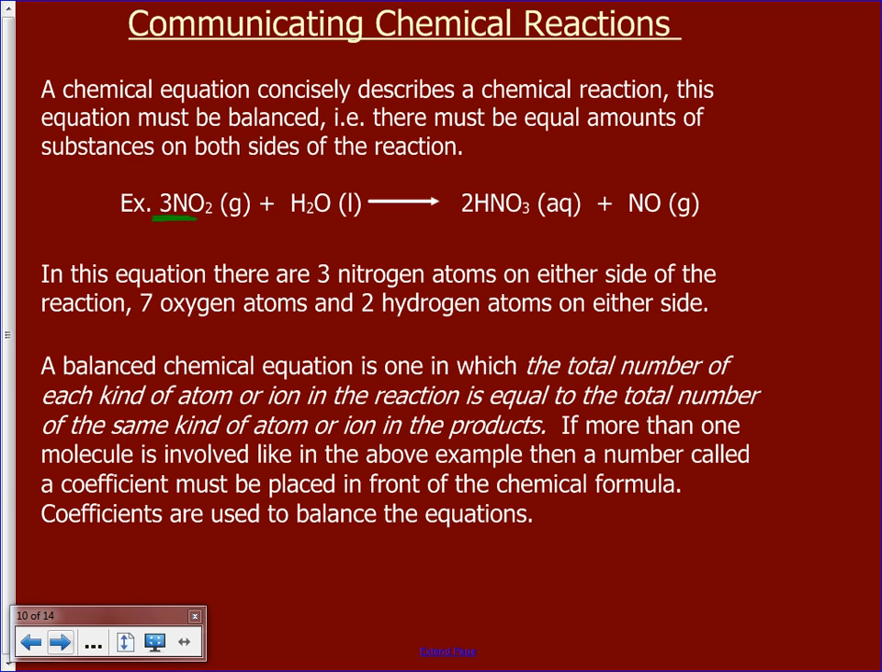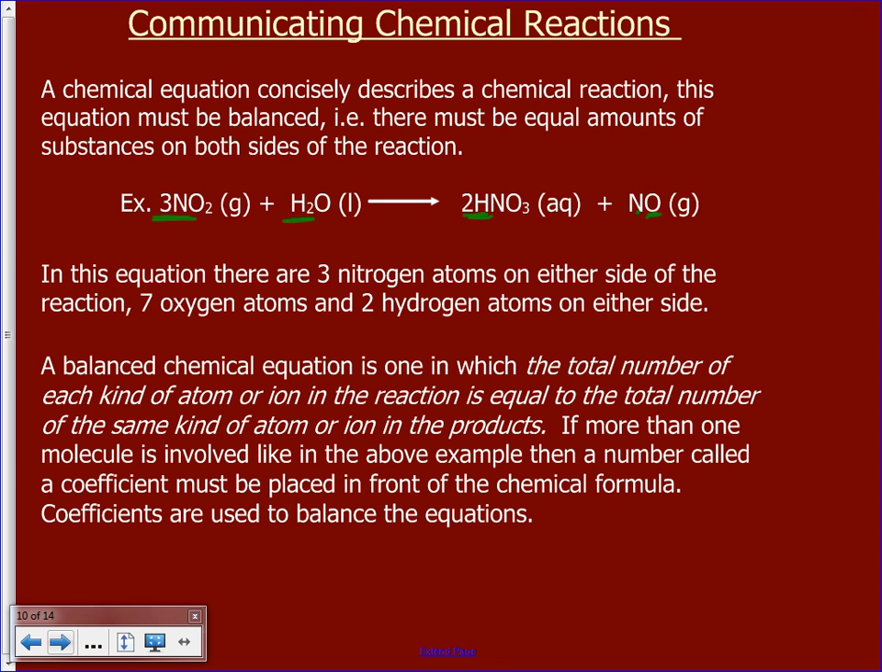So this is kind of a tougher one. How many nitrogen here? 3. How many nitrogen on this side? 3. 2 times 1 is 2, plus 1 more is 3. It doesn't have to be in the same place, but there's 3 there. On this side, there's how many oxygens? On the reactant side? 7. 3 times 2 is 6, plus 1 more is 7. Over here, 2 times 3 is 6, plus 1 more is 7. And on this side here, there's 2 hydrogens, and over here there's 2 hydrogens. So that reaction is balanced.